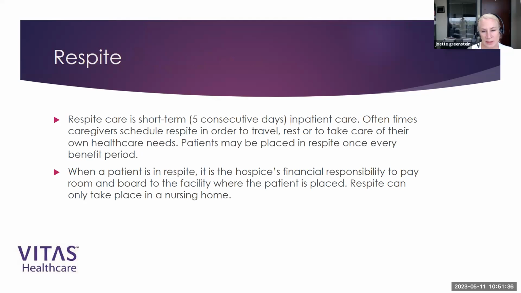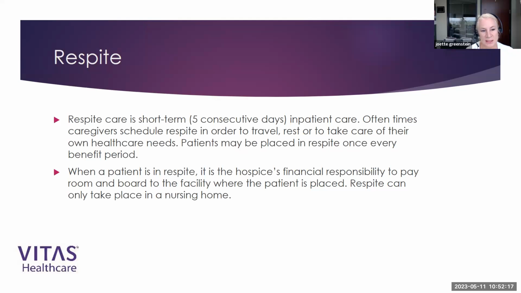Another level of care is respite. Respite is a short 5 consecutive days of inpatient care. Oftentimes caregivers will schedule respite because they need to travel or they need to rest themselves. They may have to go to a doctor. We had one gentleman who had a wife with advanced dementia, and he went on a fishing trip every summer. So he needed respite. These patients can be placed in respite as often as every benefit period. We've had some patients even utilize it once a month.